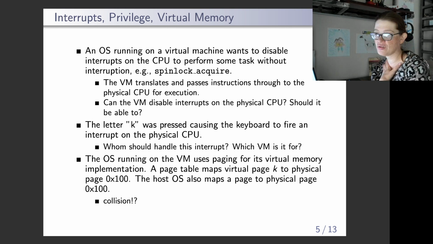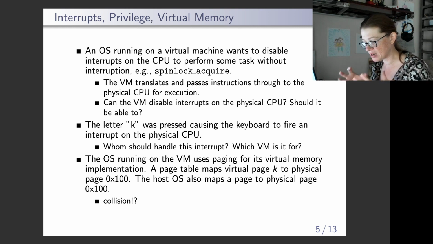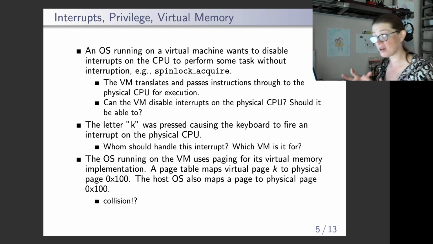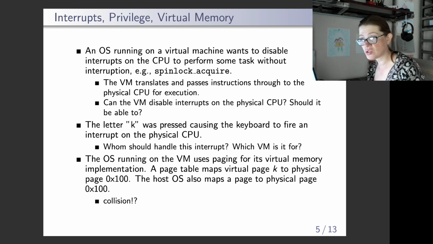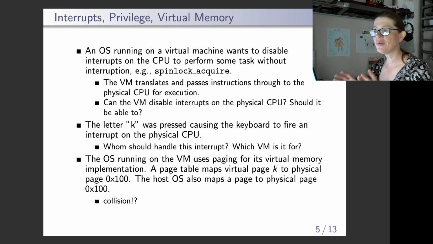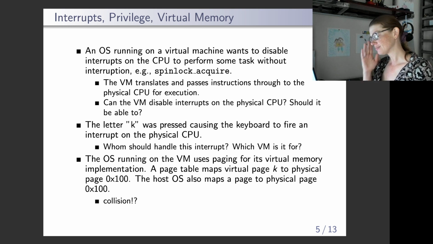Because if I'm the host operating system, I don't want one of my user programs to somehow be able to disable interrupts in the back end. Maybe I'm disabling interrupts incorrectly in the host operating system or the guest operating system. Maybe I don't want the guest operating system to do damage to the host. So we don't really want the VM to disable interrupts on the actual bare metal. So how do you handle that?